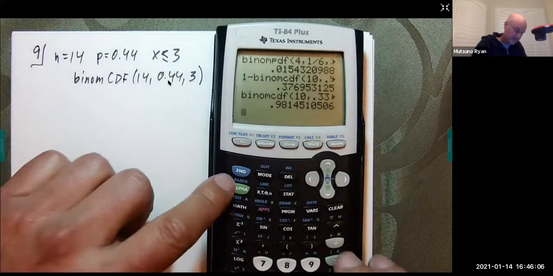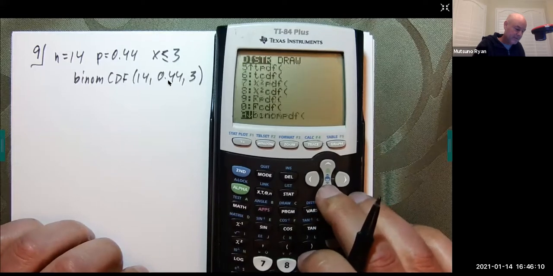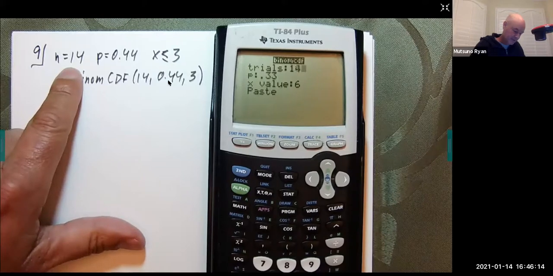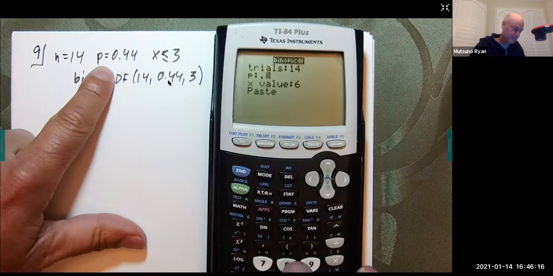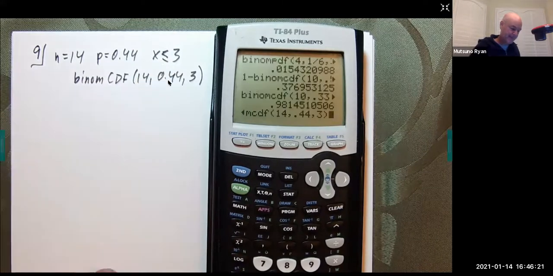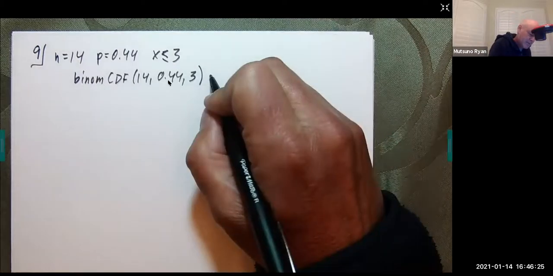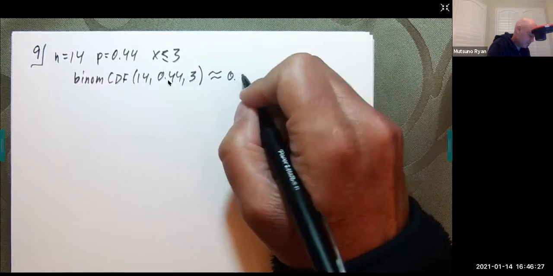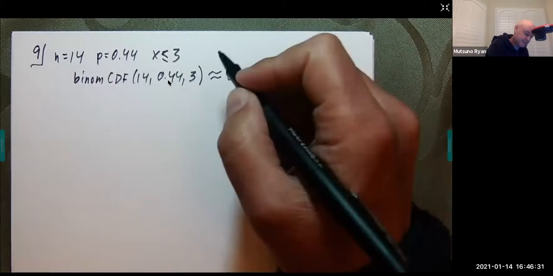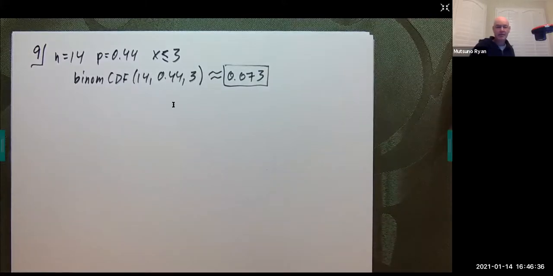All right, so distribution. Binomial CDF. N is 14, P is 0.44, X is 3. This one's also 3 decimal places. That's how it's done.